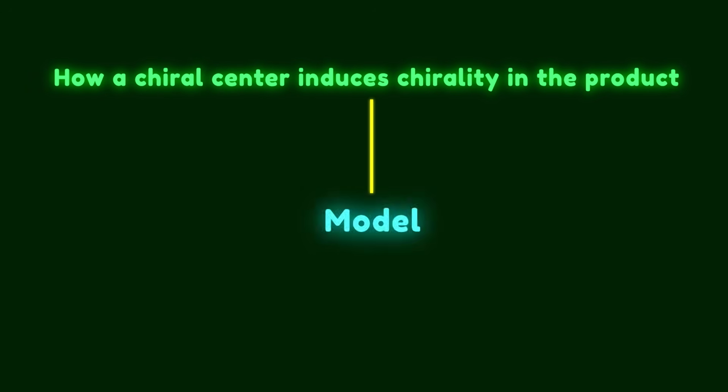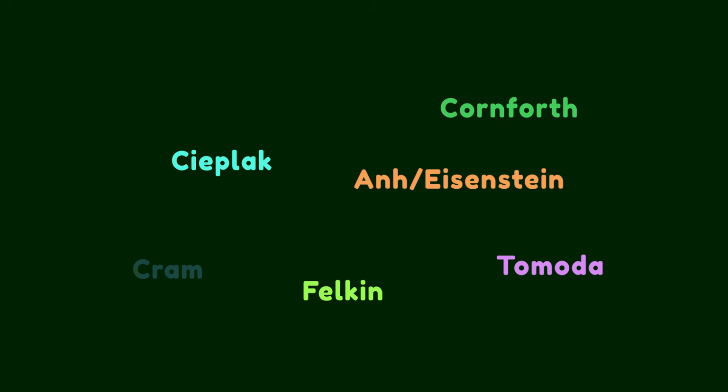Now the question is how a chiral center induces chirality in the product. To answer this question, we need a model. There are several models that describe the stereochemistry of adding a nucleophile to the carbonyl group, but we don't need to learn all of them. The Felkin model is a standard model that explains how chirality is induced at the carbonyl group. So if you read a paper or answer questions in your exam, this is the most accepted model.